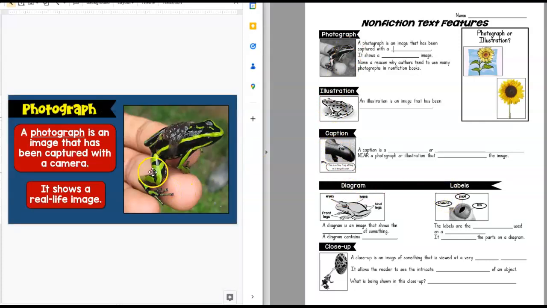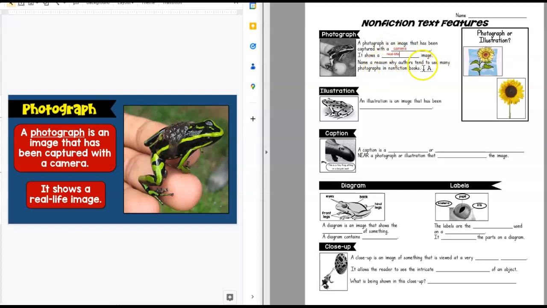Okay, so if I go on, a photograph is an image that has been captured with a camera. It shows a real life image. So you can't call a drawing that you've made a photograph. It has to actually be something that you would capture with a camera. So go ahead and come over here and fill out on the right hand side. A photograph is an image that has been captured with, and you need to write camera in there. Camera. Okay. It shows a real life image.